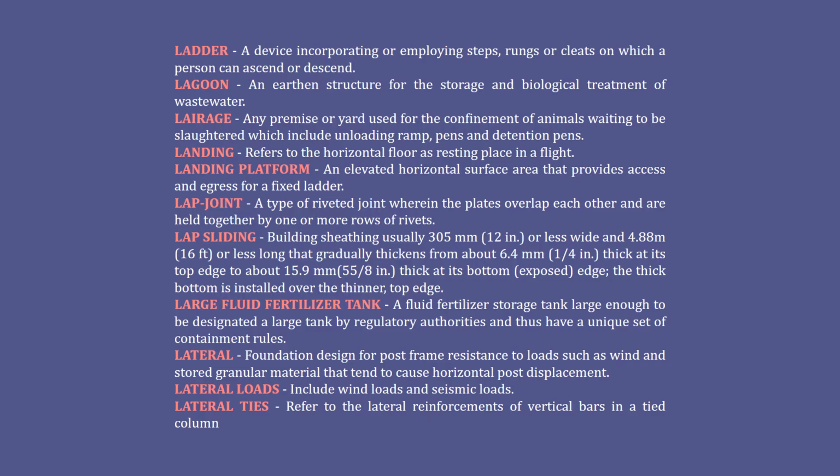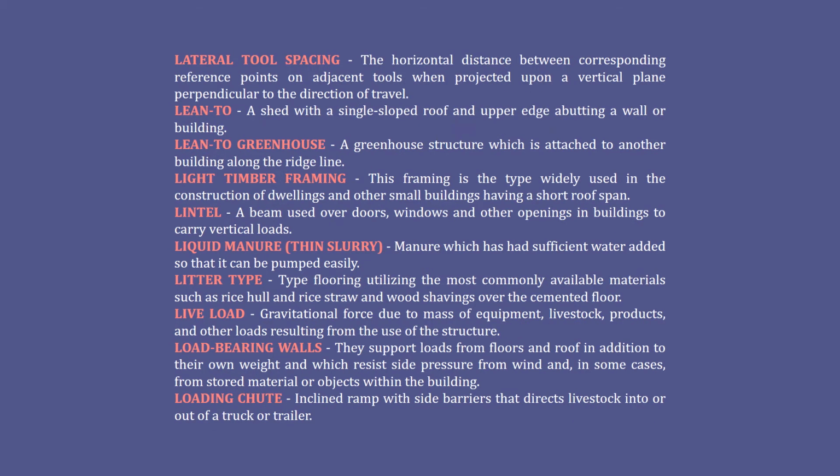Lateral ties refer to the lateral reinforcements of vertical bars in a tied column. Lateral tool spacing: the horizontal distance between corresponding reference points on adjacent tools when projected upon a vertical plane perpendicular to the direction of travel. Lean-to: a shed with a single sloped roof and upper edge abutting a wall or building. Lean-to greenhouse: a greenhouse structure which is attached to another building along the ridge line.